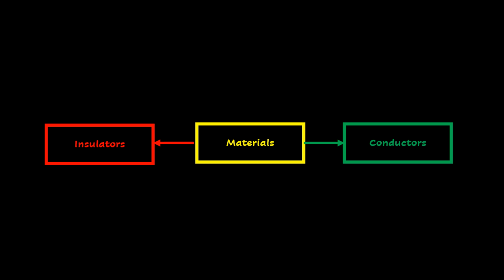Materials can be a conductor or an insulator. Conductors allow a flow of charge through them. If an excess charge is placed on a conductor, the like charges will repel each other and spread out over the outside surface of the object. Electrons are free to move in conductors.